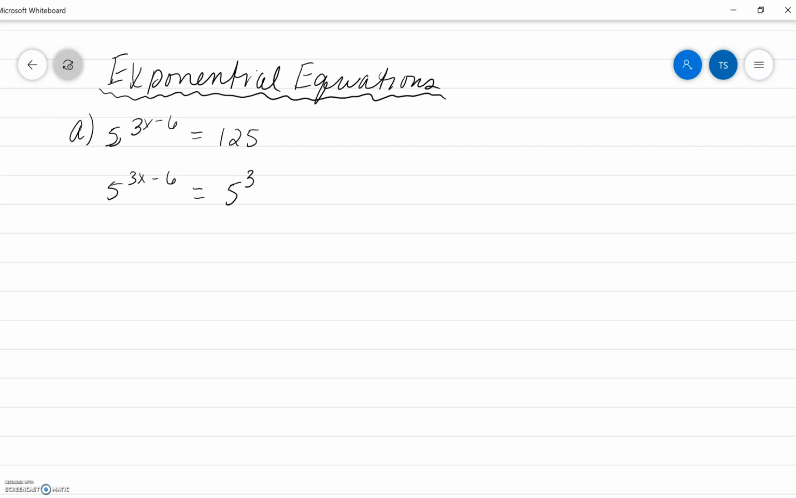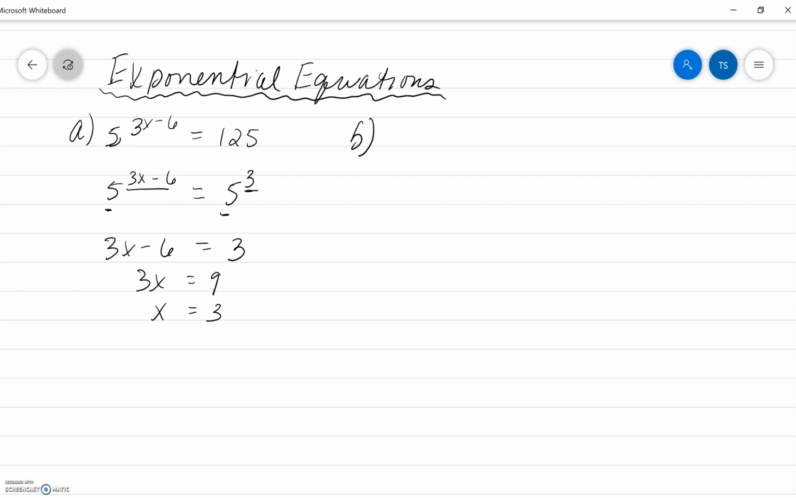Once you get the bases the same with these exponential equations, you can just kind of drop them because it's like saying 5 to this power equals 5 to that power. So those two powers must equal each other. So 3x minus 6 equals 3. Solve for x. This is a very simple equation. Add the 6 across. We're going to have 3x equals 9. So x equals 3. And if you check it, it'll work out the same way. 3 times 3 is 9, minus 6 is 3. 5 to the third power equals 125.